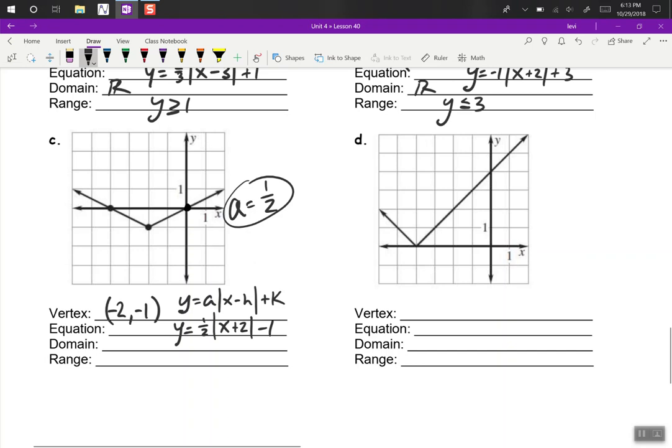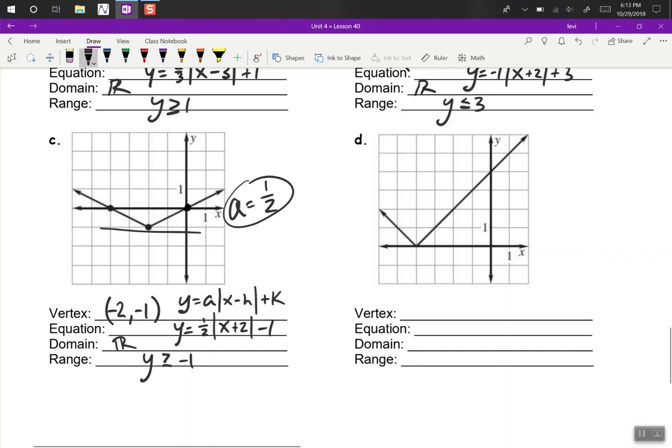Our domain, always going to be this with absolute value problems. And our range is always going to be whatever we go to. So y values in this case were greater than or equal to negative 1, because we're above negative 1.